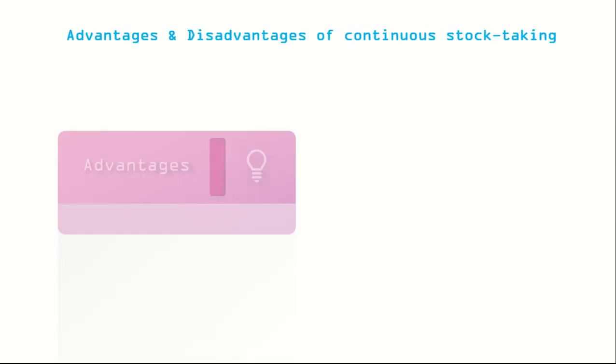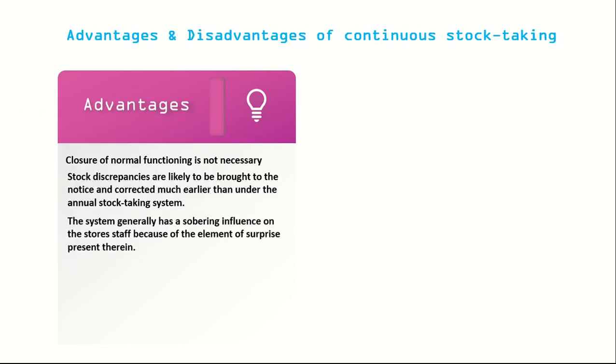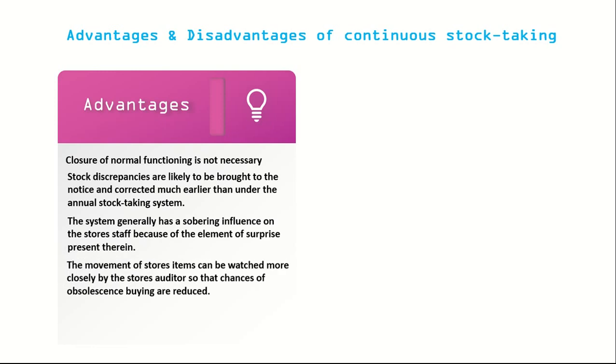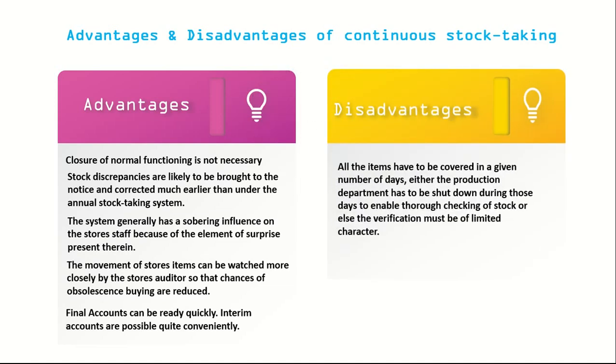Advantages of continuous stock taking. The advantages of continuous stock taking are: 1. Closure of normal functioning is not necessary. 2. Stock discrepancies are likely to be brought to notice and corrected much earlier than under the annual stock taking system. 3. The system generally has a sobering influence on the store's staff because of the element of surprise present therein. 4. The movement of store's items can be watched more closely by the store's auditor so that chances of obsolescence buying are reduced. 5. Final accounts can be ready quickly. Interim accounts are possible quite conveniently.